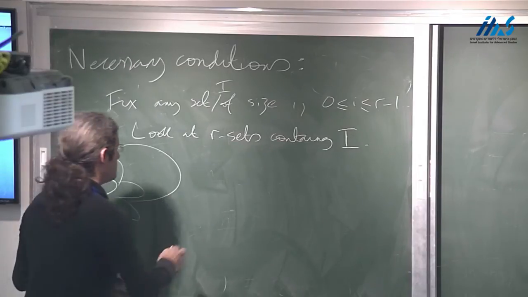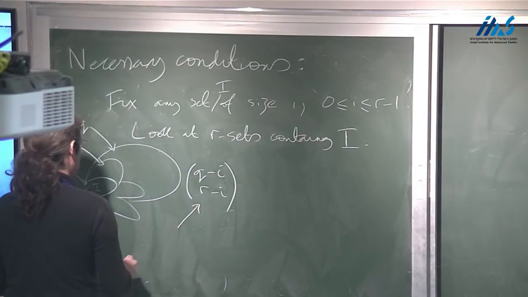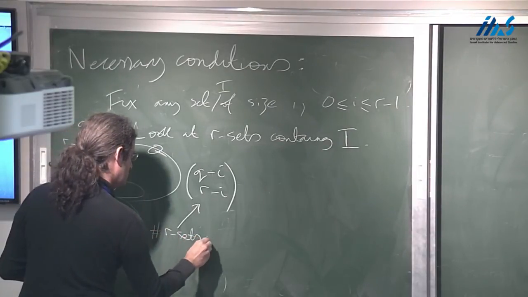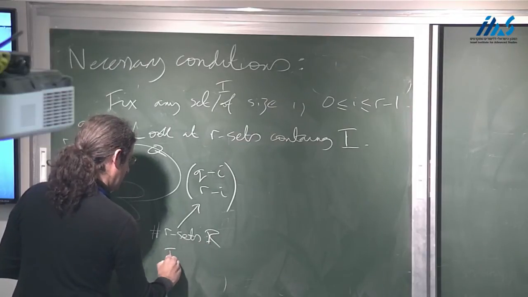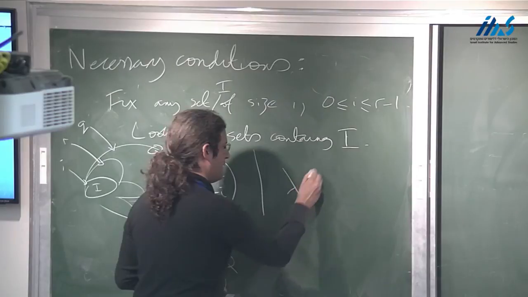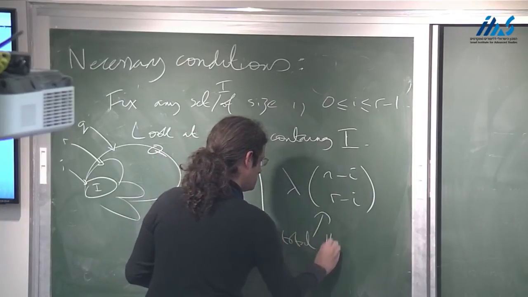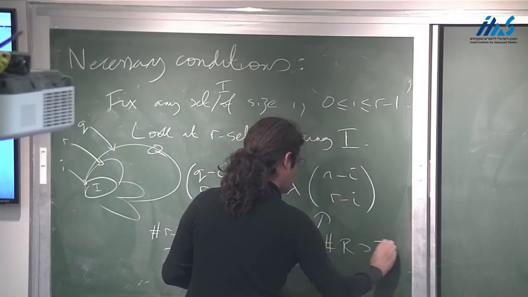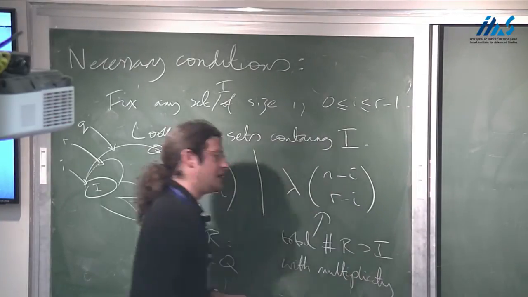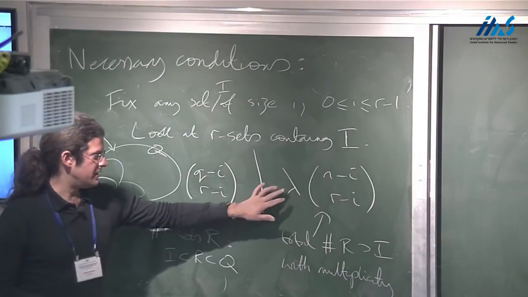So what are these things? When I choose a particular set of size q, I cover q minus i choose r minus i r-sets, such that I is contained in R is contained in Q. This must divide the total number, which is lambda times n minus i choose r minus i. This is the total, with multiplicity. Is it maybe easier to see if you think about lambda as 1 first? That's the number of r-sets you cover, but then if I'm covering with multiplicity, that's a multiplying factor.